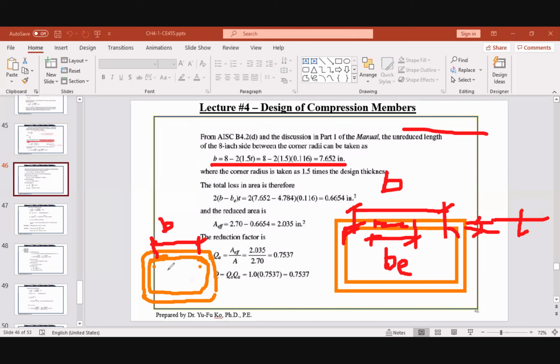And this is 1.5t, from here to here. 1.5t. So your nominal is 8, from here to here. Your nominal is 8.